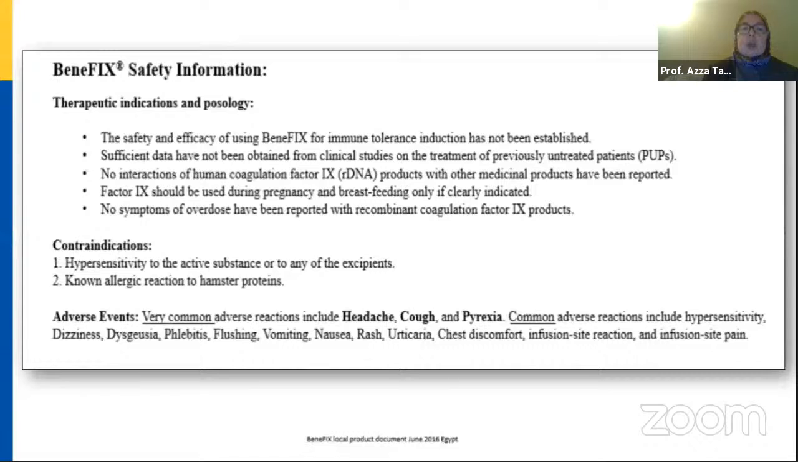These therapeutic indications and pathology are very important. Safety and efficacy of benefits for immune tolerance induction has not been established. Sufficient data have not been obtained from clinical studies for treatment in previously untreated patients. No interactions of benefits with other medicinal products have been reported. It's used during pregnancy and breastfeeding only if clearly indicated. No symptoms of overdose have been reported.